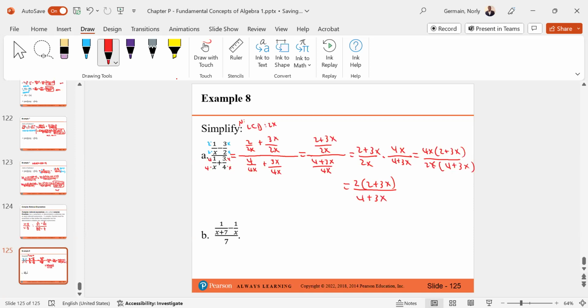And you know the denominator here cannot be 0. That means x cannot be equal to 0 and x cannot be equal to negative 4 over 3. That's it. I did one example, and I'll leave the other one for you to enjoy.